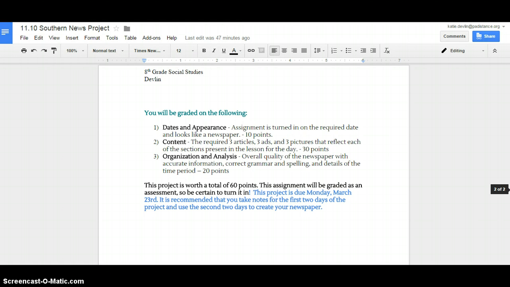That's worth 30 points. There's also points for organization and analysis. Basically, this talks about the fact that your paper is organized well, it doesn't look random or weird, and that I can understand what you are writing about due to proper grammar and spelling. So this assignment is worth a grand total of 60 points.